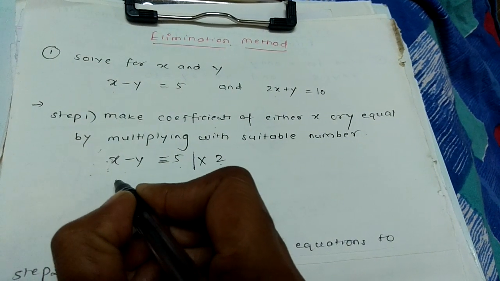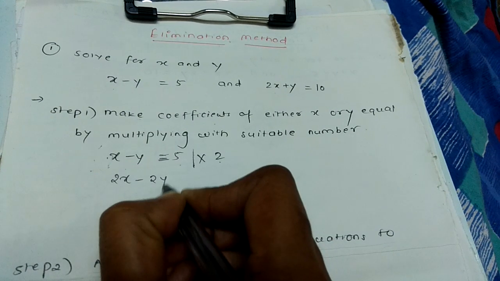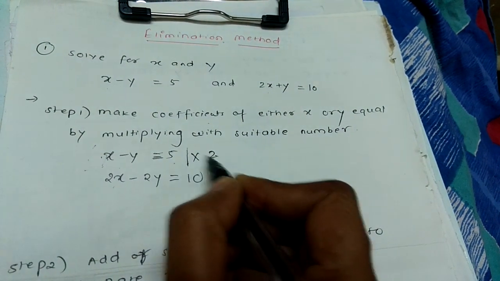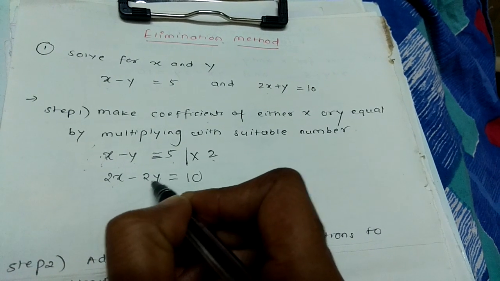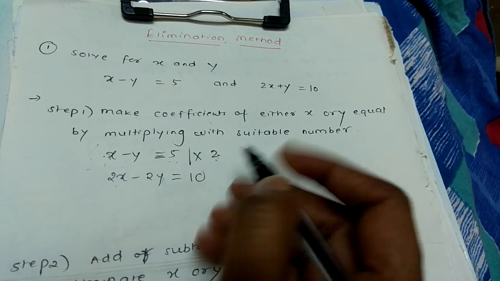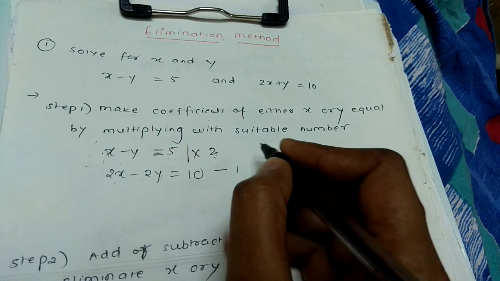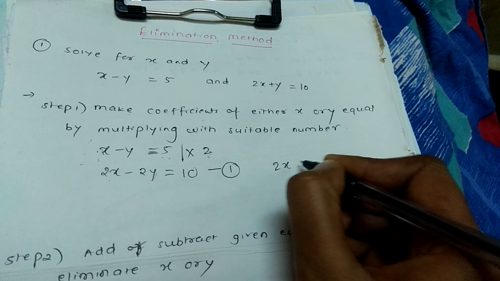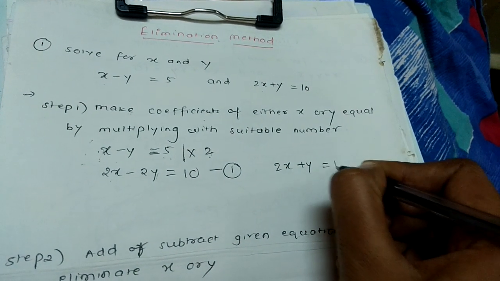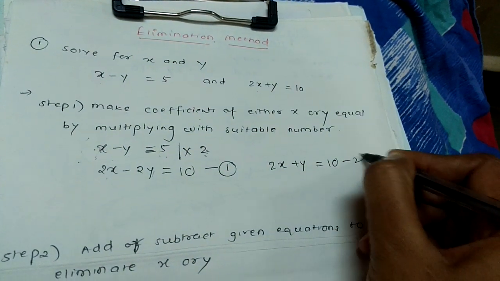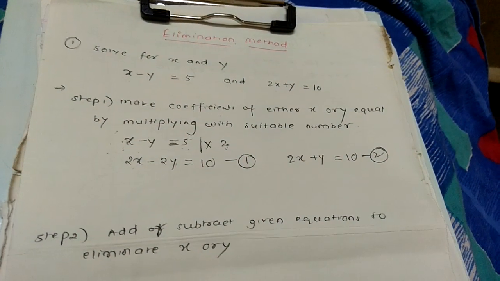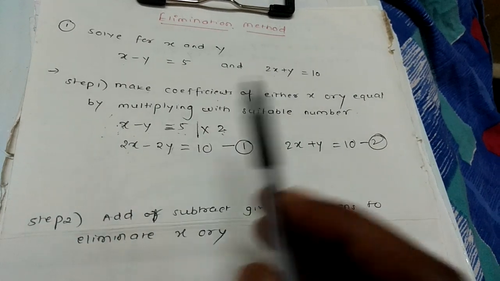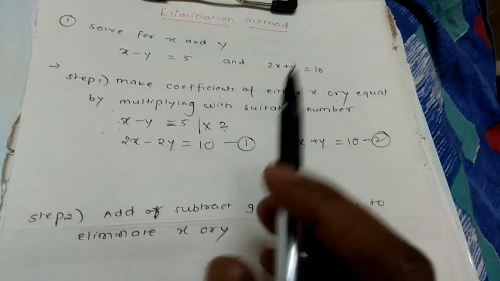So it will be 2x minus 2y equals 10. 2 into x is 2x, 2 into y is minus 2y, 2 into 5 is 10. So this is our equation 1, and our equation 2 is 2x plus y equals 10. This is our equation 2. Remember, the first step is over. You have made the coefficient of x equal by multiplying with a suitable number, that is 2.